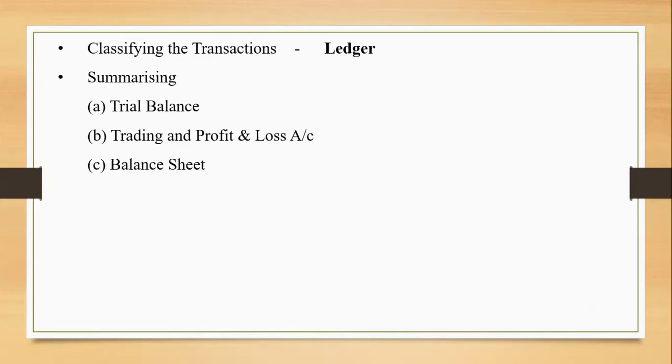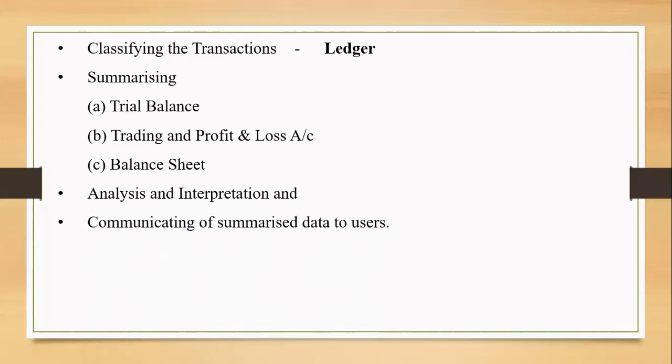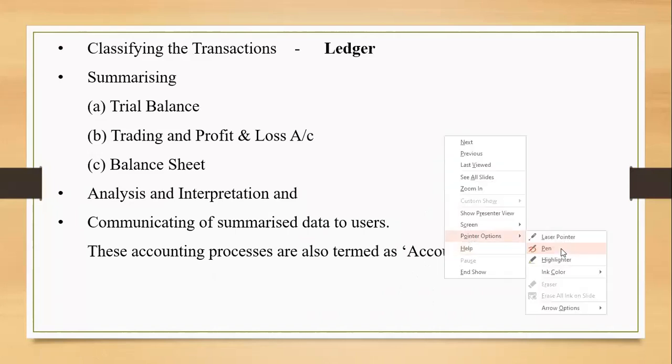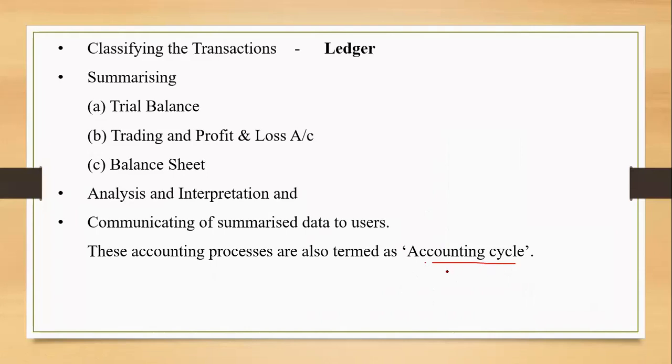And with the help of trading and P&L and balance sheet, we come to know about the operating performance and the financial performance of the business entity. After summarizing, it is to have the analysis and interpretation, and finally the communication of the summarized data to the users. So this is the accounting process. The accounting process is also termed as accounting cycle. Okay, you need to remember this, keeping in mind the 1-marker questions. Instead of accounting process everyone remembers, but when it comes to accounting cycle, they forget. Okay, so from the 1-marker point of view, this question will be important.